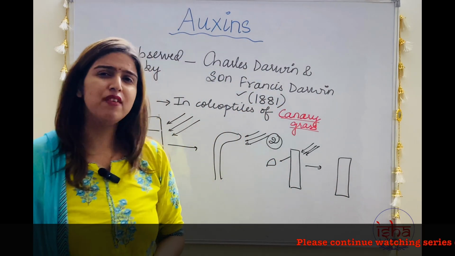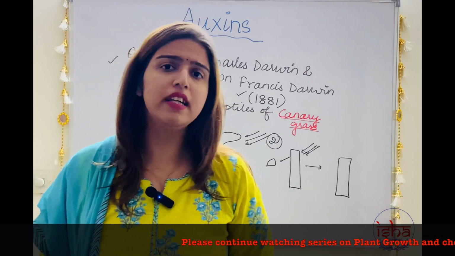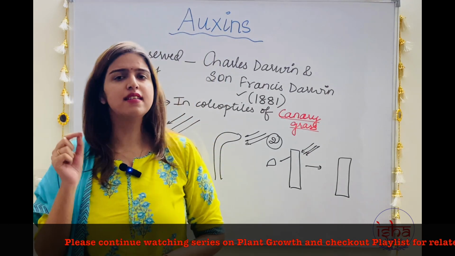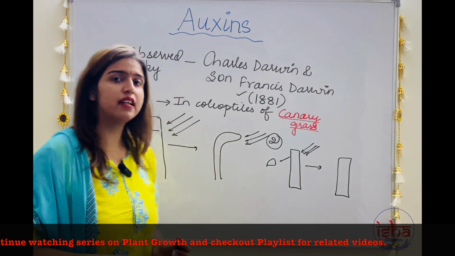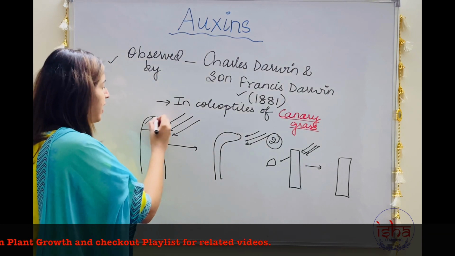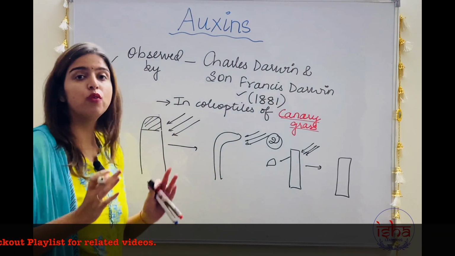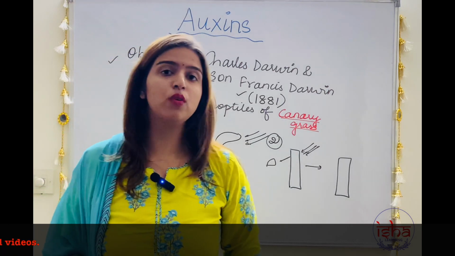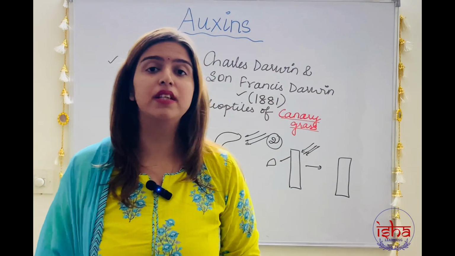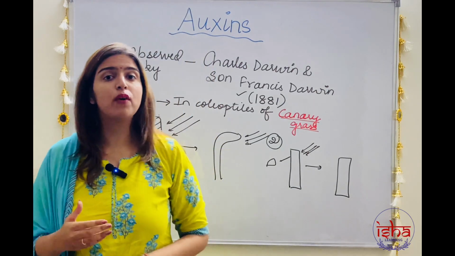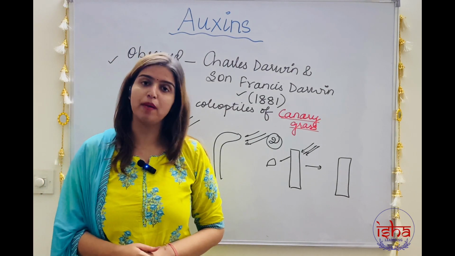So they deduced from this that definitely there was some substance present in the tip of the shoot that was responsible for this phototropism. However, they could not discover this element yet. They just told about the presence of such a chemical.